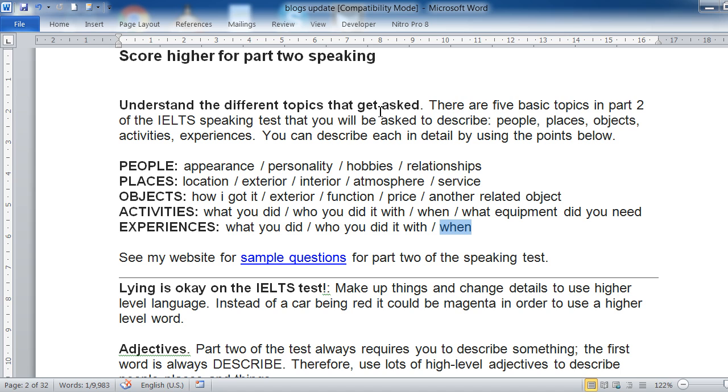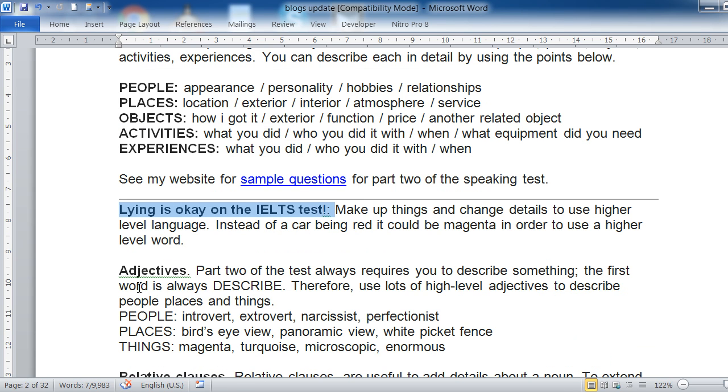Okay, a couple of other suggestions. Lying is okay on the IELTS test, or just making up stories, stretching the truth. If you get an extremely difficult topic, you can make up things about it. Let's say the topic's something like describe a time when you saw a wild animal. Well, you might find this topic very difficult. To make it easier, you might make up a story about seeing the wild animal. Now you can start talking about some of these things.